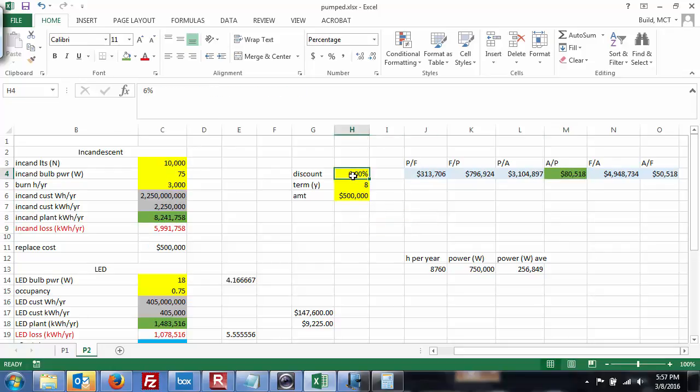So if the discount is 0.001 and the years are 8, let's just say the years are 10. It's $50,000 a year, right? So it looks like it's working. Let's take that back to 6. Let's take this to 8. So it's going to cost us $80,000 a year if the $500,000 is annuitized.